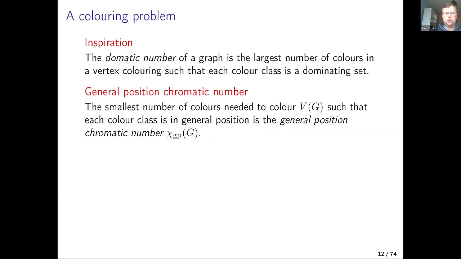Let's talk about colorings first of all. Now, the domatic number is a very important area of domination theory. That is the largest number of colors we need in a vertex coloring, such that each color class is a dominating set. So we can ask the same thing about general position colorings. The general position chromatic number of a graph is defined to be the smallest number of colors needed to color the vertex set, such that every color class is in general position.